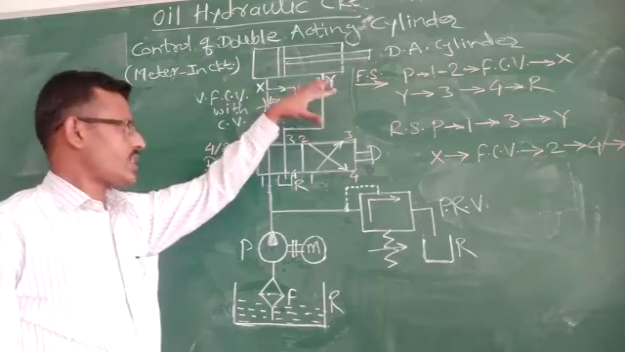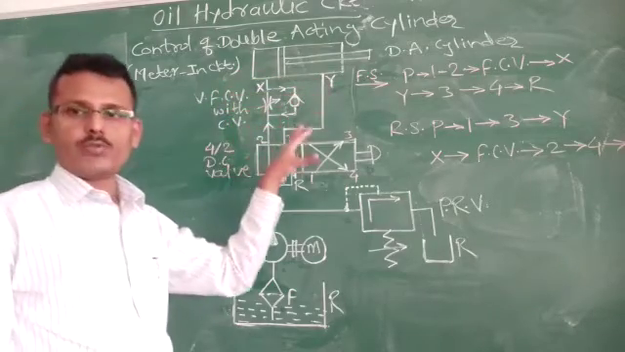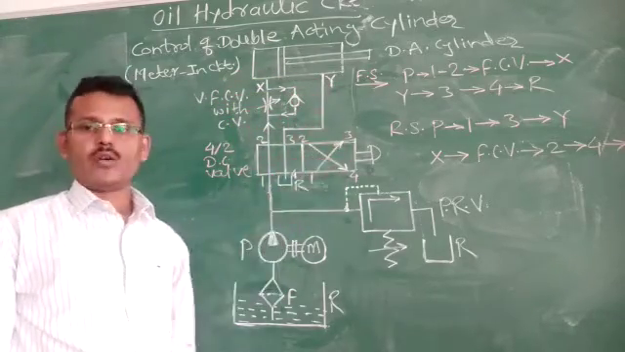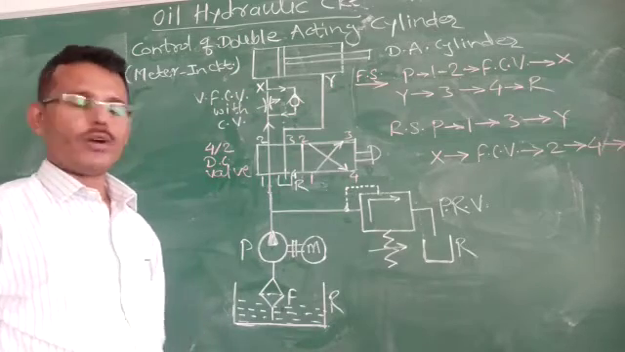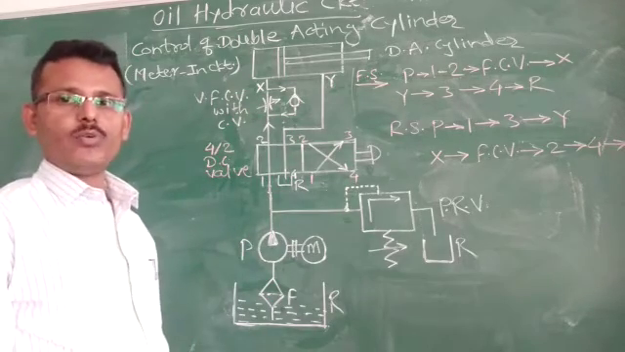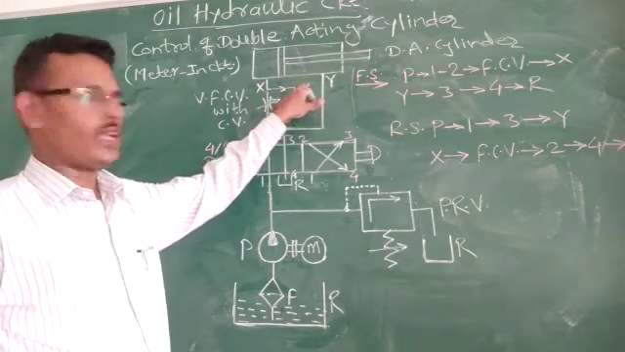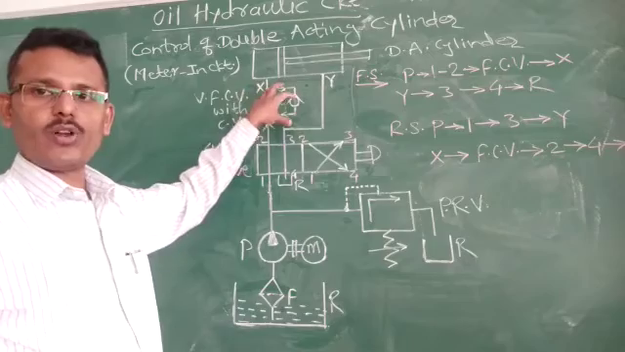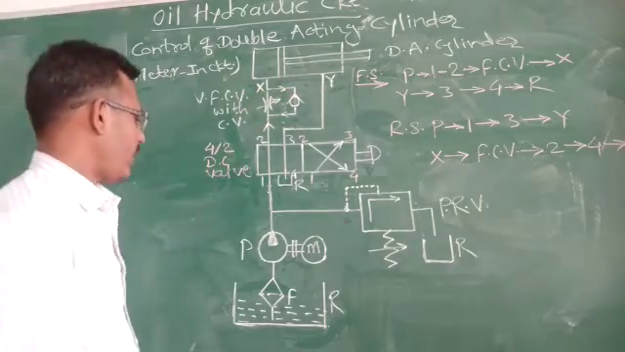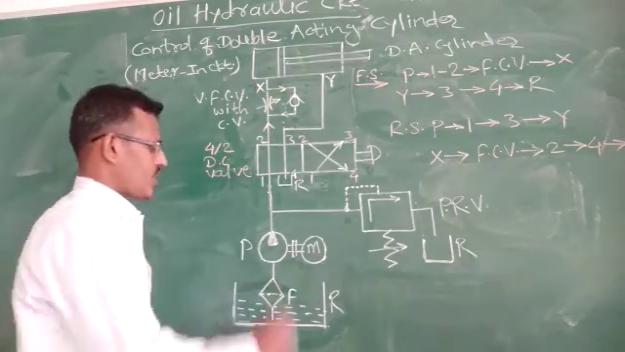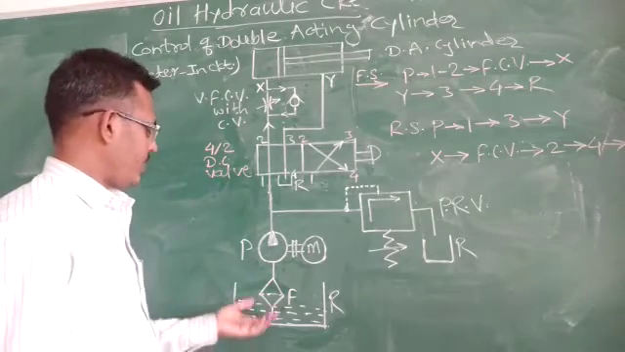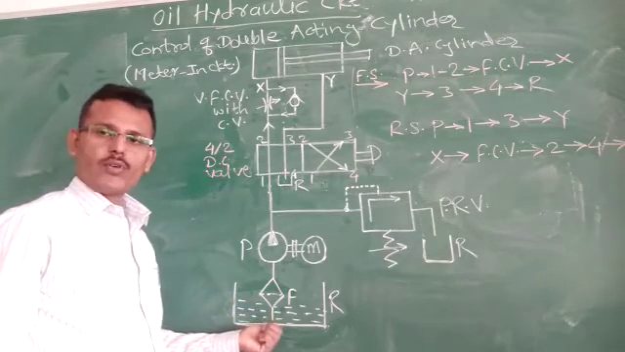Okay, so this is about the element or part of this hydraulic circuit. Now we will discuss its working, how we can control the speed of the actuator with the help of this variable flow control valve and check valve. Now when the motor is on, then the pump starts, and this pump will suck the oil from the reservoir.